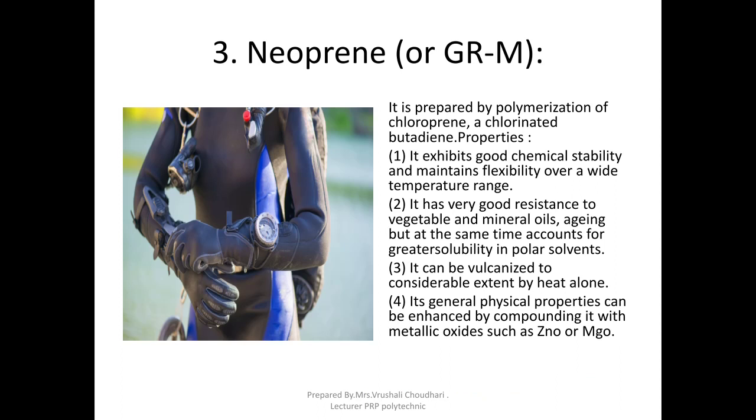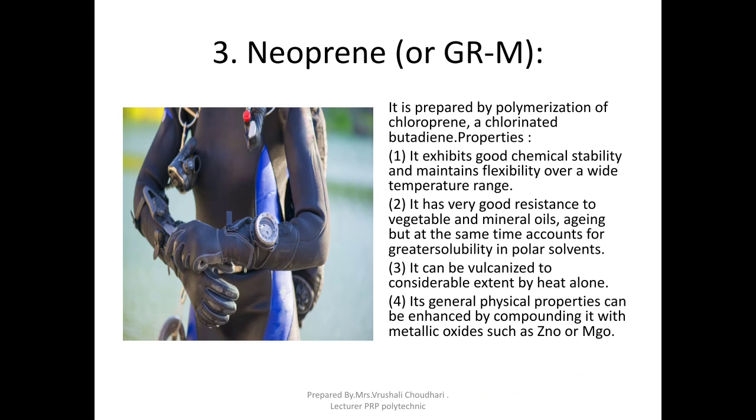The next rubber is Neoprene, called GR-M. It is prepared by polymerization of chloroprene and chlorinated butadiene. Students, you have to remember the components from which we manufacture or synthesize these synthetic rubbers. You have to remember the components of Buna N, Thiokol and Neoprene.